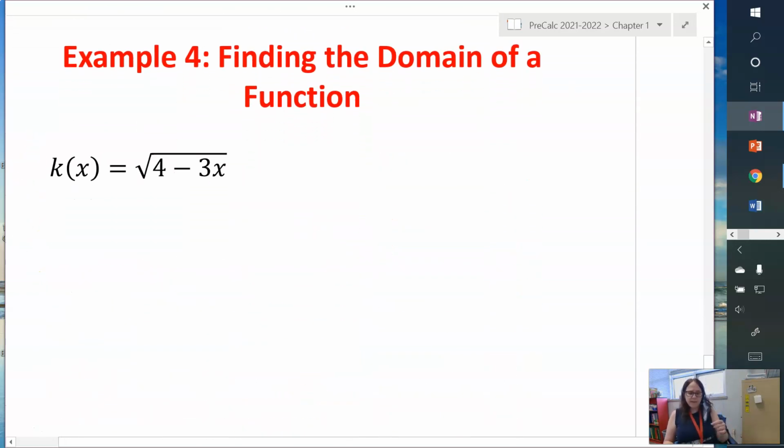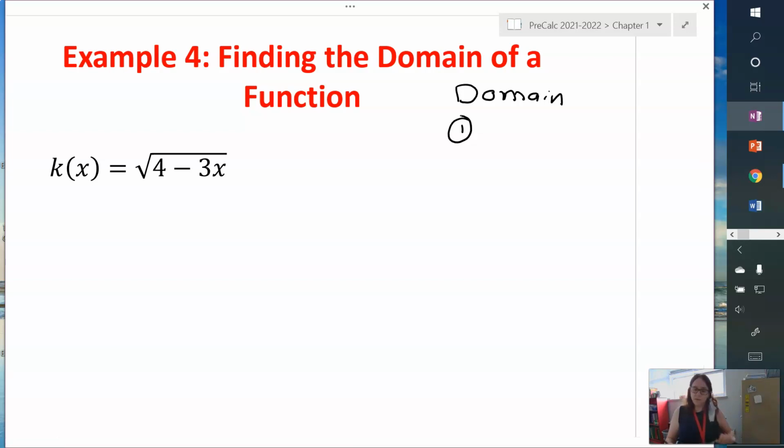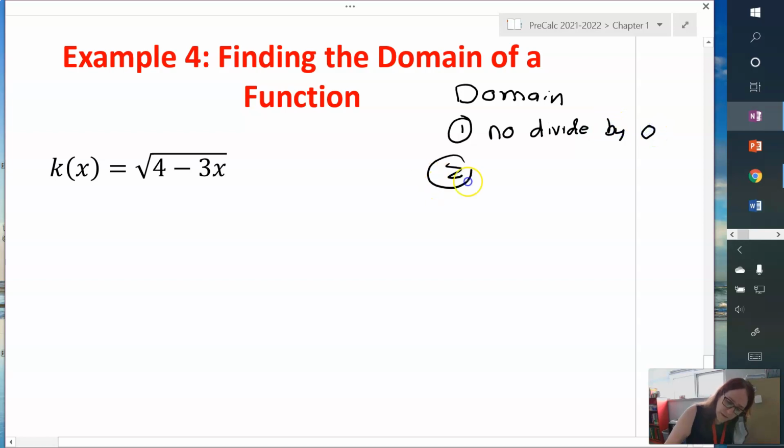All right, the last thing I'm going to do is find the domain of a function. Two things to watch out for. The first is you cannot divide by 0. So for domain, these are the two rules I use. Number 1, I cannot divide by 0. And then number 2, you cannot take an even root of a negative number. So no divide by 0 and no even root of a negative number.